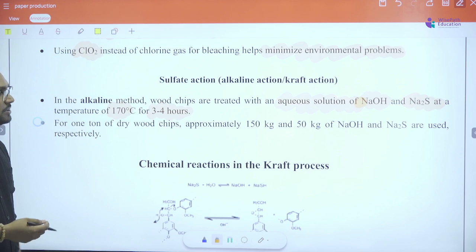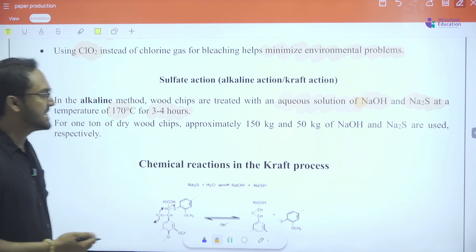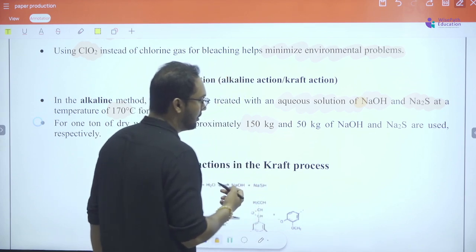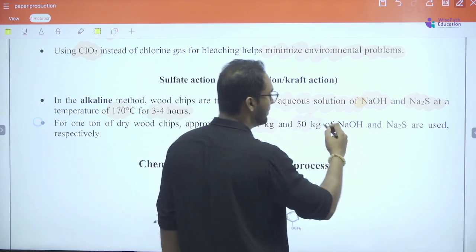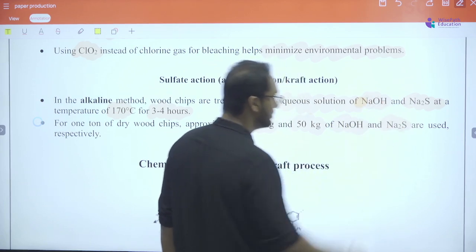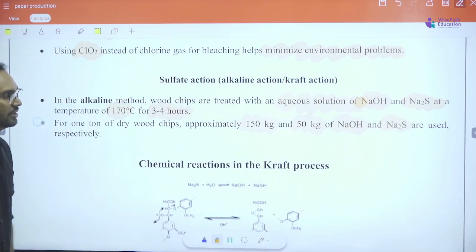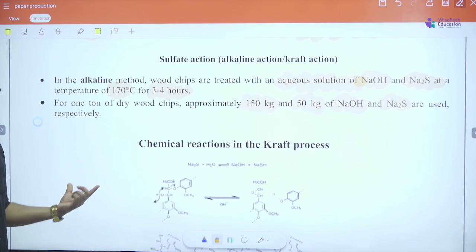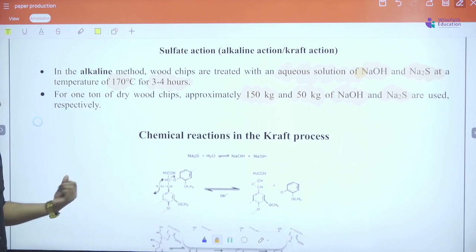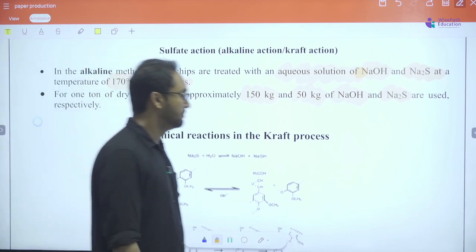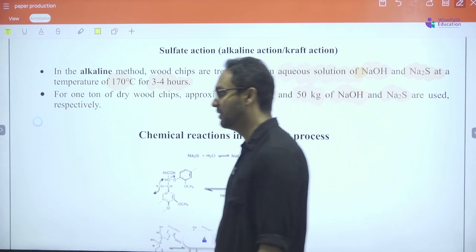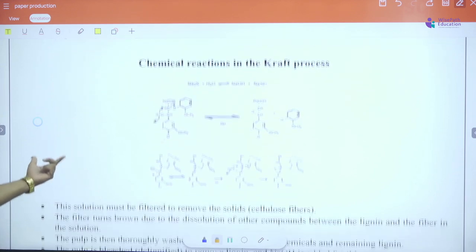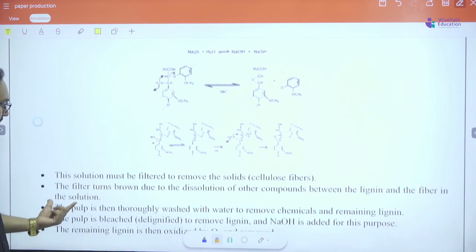For 1 ton of dry wood chips, approximately 150 kilograms of NaOH and Na2S are usually used, right? So that is the mechanical way of doing it. Now come to the chemical reactions in the Kraft process. So this is the chemical reaction, but you don't have to remember this.